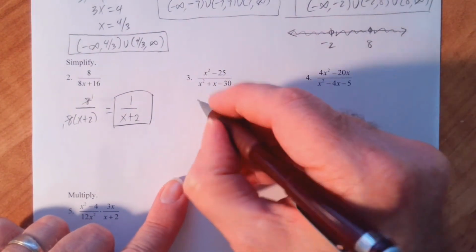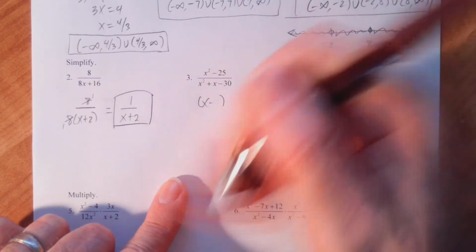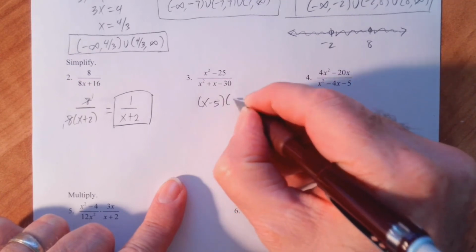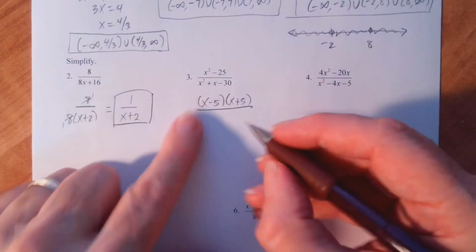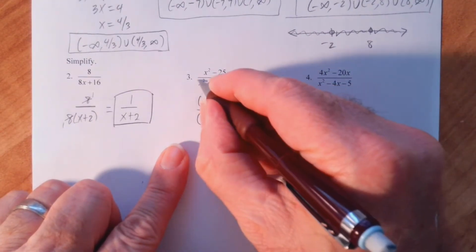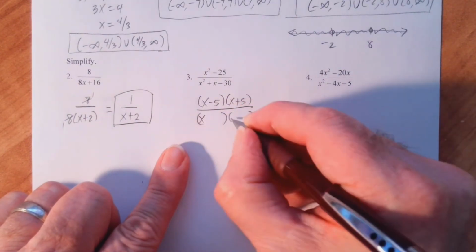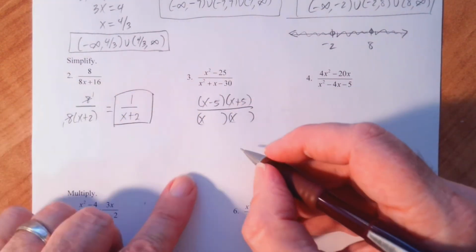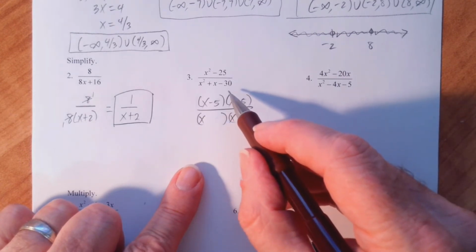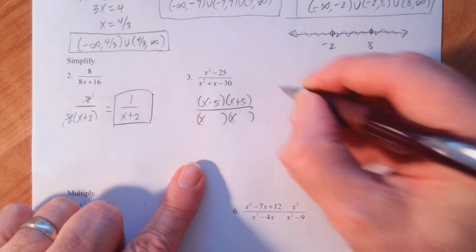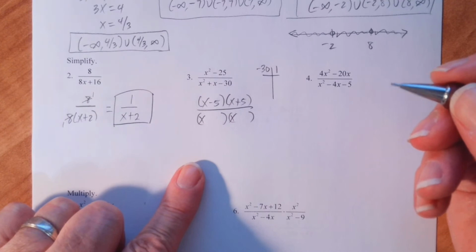Here I have a difference of squares in the numerator that factors as x minus 5 times x plus 5. In the denominator, again, I've got a 1x squared here. This is a trinomial, so we're going to use the AC method. We know x times x will give us the x squared. In these two spots, we need two numbers that multiply to negative 30 that add up to 1. So you should be able to figure out the numbers at work.